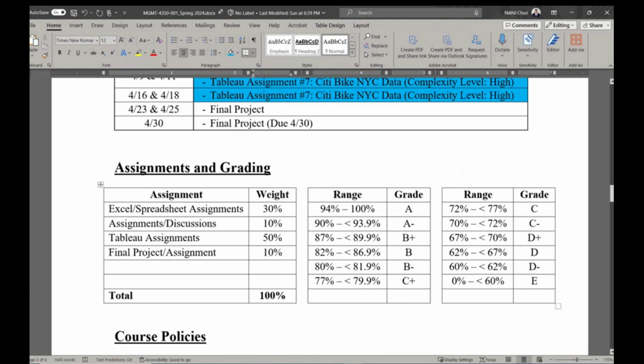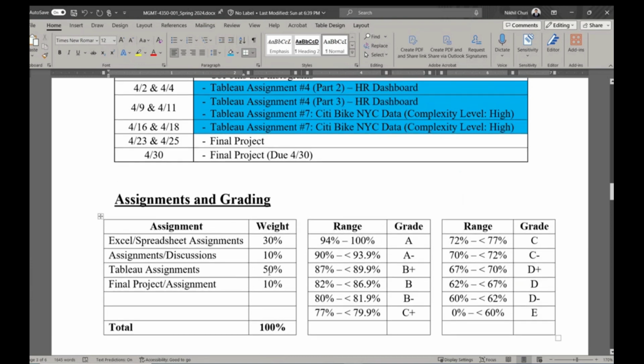Very important, the Tableau assignments, all 8 of them, comprise 50% of your weightage. And again, I highly recommend all of you not to miss the continuity of all these Excel assignments, as well as assignments, discussions, and quizzes, and most importantly, the Tableau assignments. Definitely, the knowledge you'll be learning here is going to stay with you forever. So try your best to take away as much as you can.